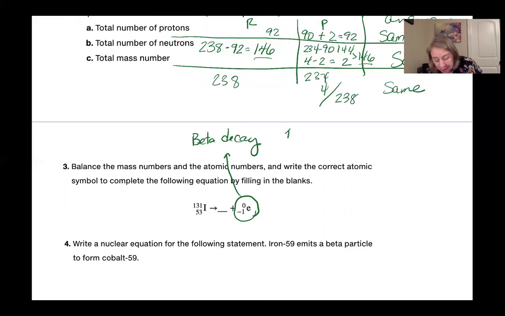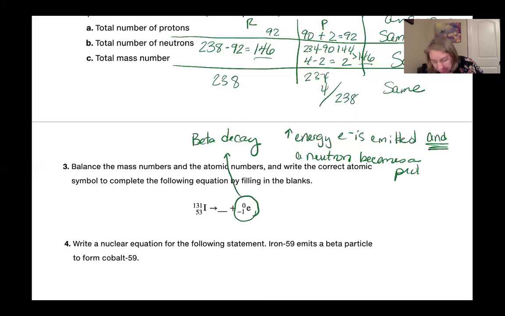In beta decay, a high energy electron is emitted, and don't forget, a neutron becomes a proton. Okay, so if we remember that, we're going to get this right. Okay, so we have iodine 131. We have 53 protons. So what happens? We have a neutron that becomes a proton.